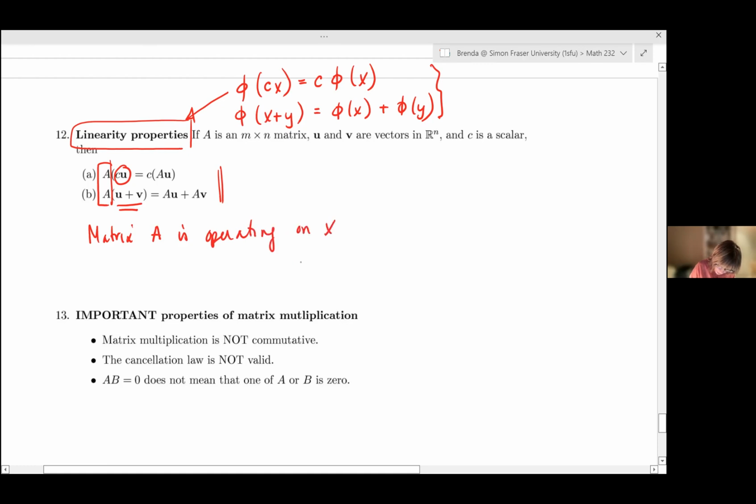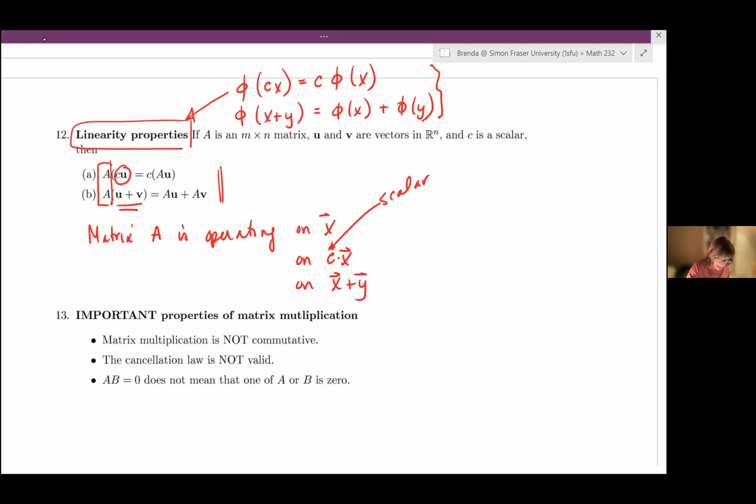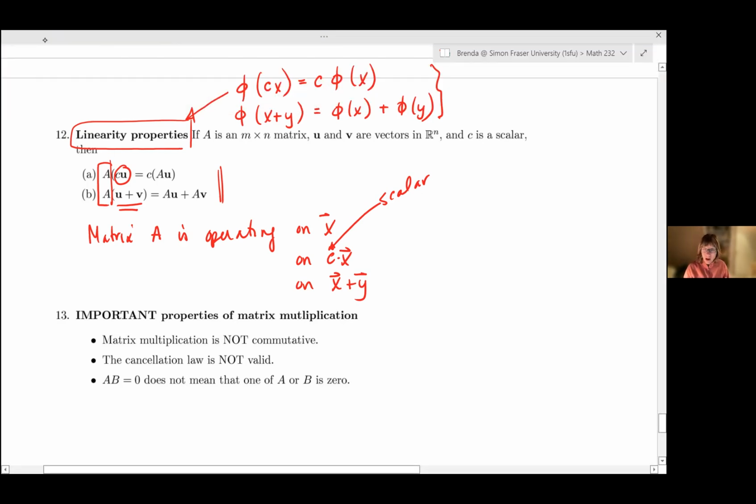Operating on X, or it's operating on C times X, or it's operating on X plus Y, where these guys are vectors. Okay, and this guy is a scalar. Okay, so we're going to see a lot more of this coming. We're going to be saying, okay, if we take this matrix and we apply it to these vectors, what happens? Geometrically, things happen. The vectors can rotate or reflect. We're going to see that coming soon. So in this case, we're thinking of the matrix as operating on the vector and doing something to it.